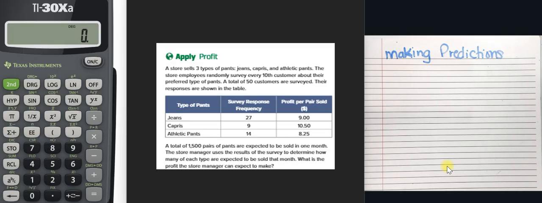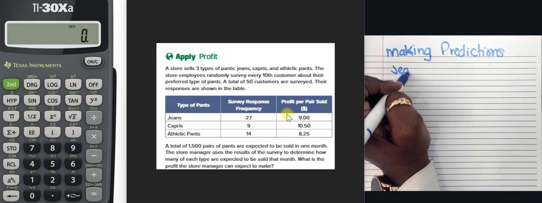It's the same thing that we've been doing where we're going to make a prediction. But it's not just one prediction. Now we have to make three predictions. We need to predict about the jeans, the capris, and the athletic pants. So basically, you're doing the same step, but this time we're doing it three times for each of these items. And so let's start with the first one. So we're going to start off with the jeans.